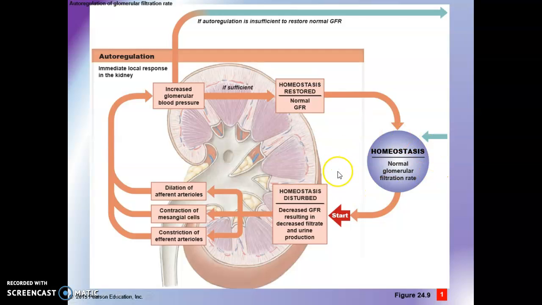If homeostasis is disturbed, the glomerular filtration rate decreases, resulting in decreased filtrate and urine production. This results in autoregulation: dilation of afferent arterioles, contraction of the mesangial cells, and constriction of efferent arterioles. This should increase the glomerular filtration rate and restore homeostasis.